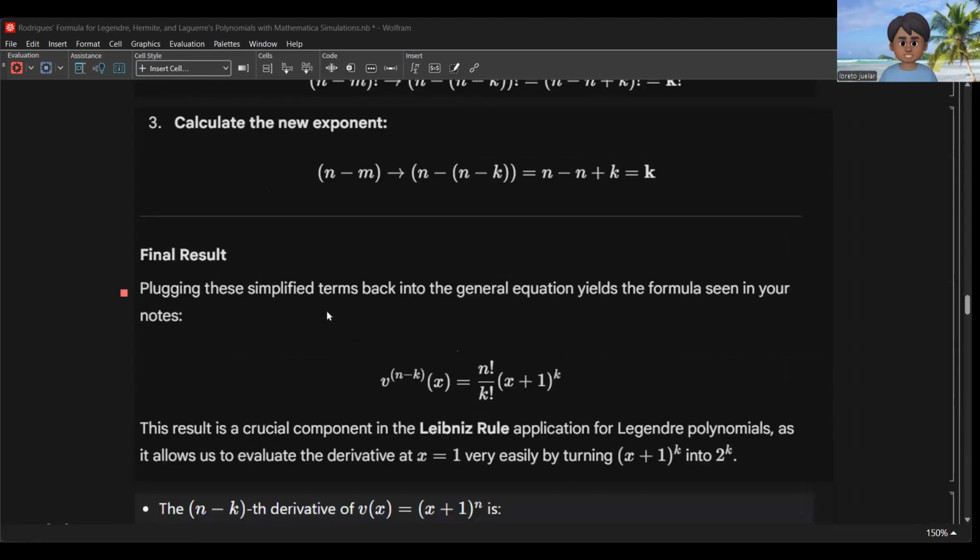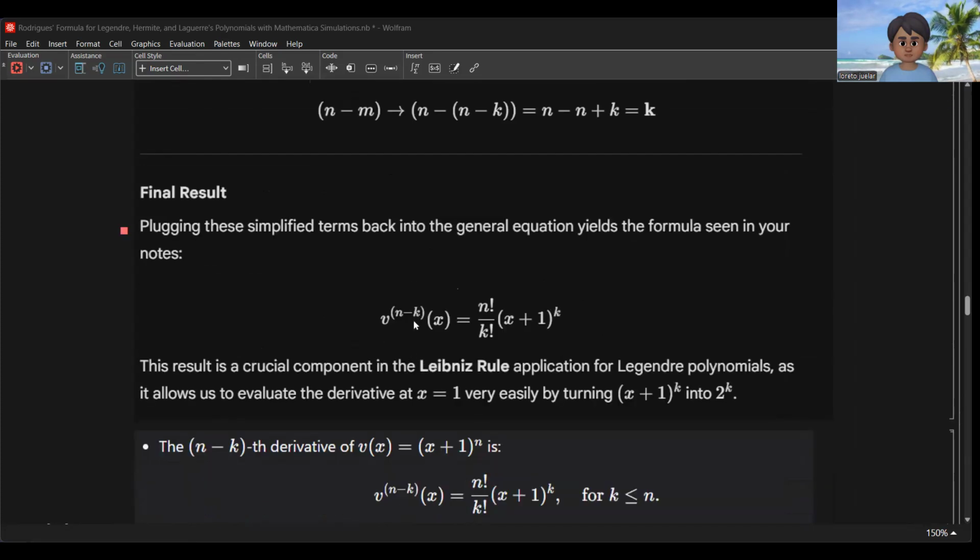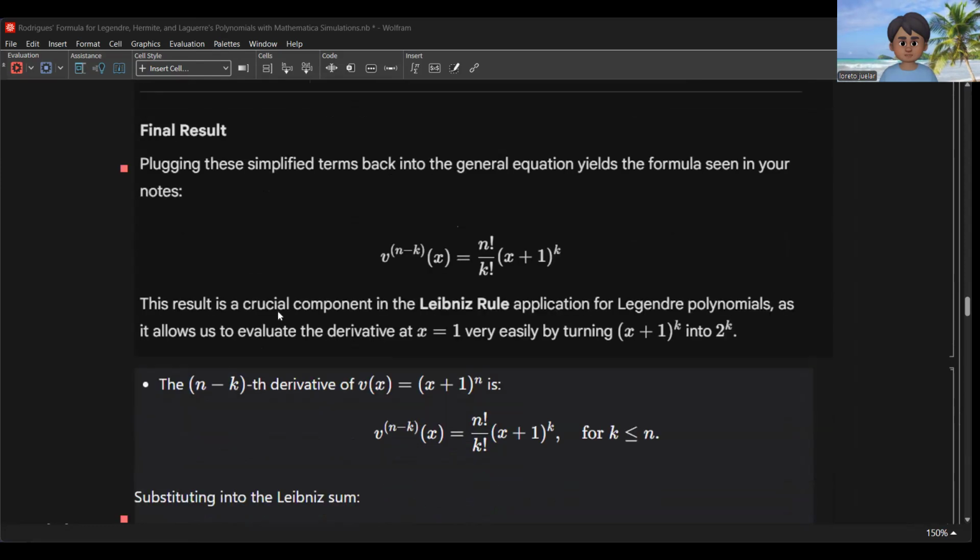So plugging these simplified terms back into the general equation, here's the formula seen in your notes. So the n minus k derivative of v of x is equal to n factorial over k factorial times x plus 1 raised to the k. So this result is a crucial component in the Leibniz rule application for Legendre polynomials, as it allows us to evaluate the derivative at x equal to 1 very easily by turning x plus 1 raised to the k into 2 to the k. So x here is equal to 1, so 1 plus 1 equals 2, 2 raised to the k.